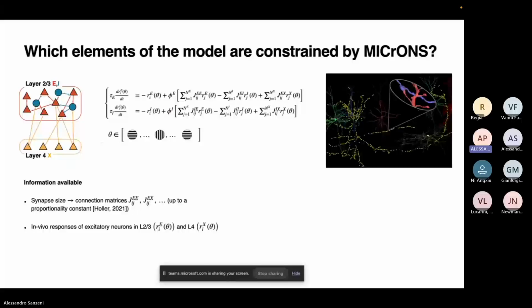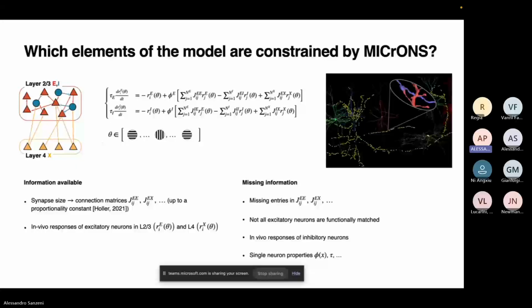Then there are things that we don't have. In particular, the reconstruction is not perfect, so we don't have all the entries in the connectivity matrices. Not all the neurons are imaged. In particular, we don't have any information about inhibitory cells. And we don't have anything about the single neuron properties, like the time constant or the single neuron transfer function. Okay, so now the challenge becomes how can we use this partial information to constrain these models?